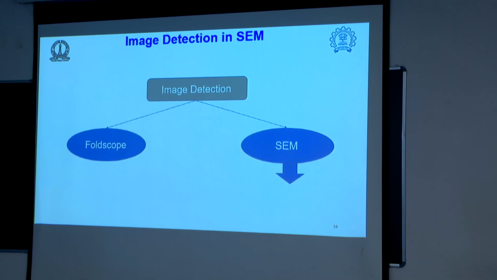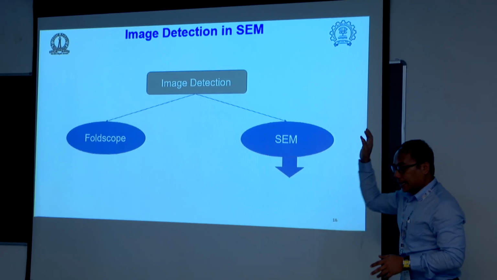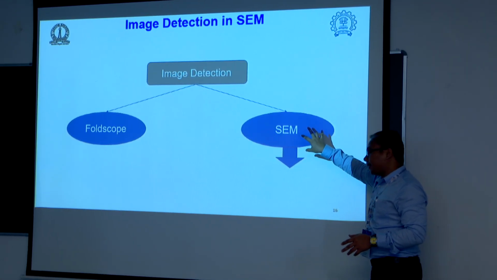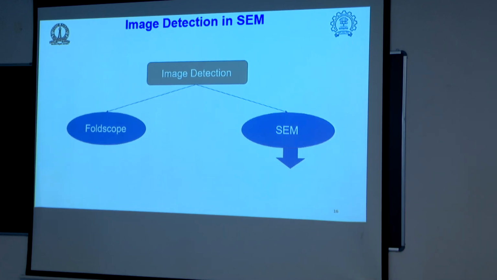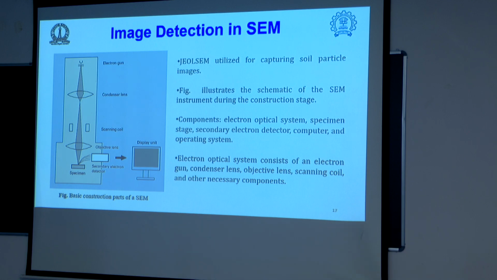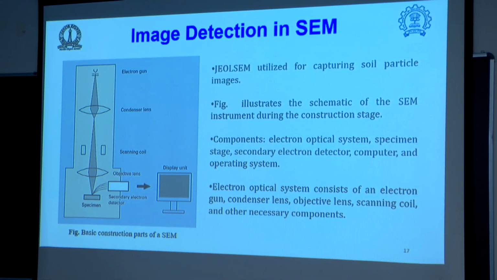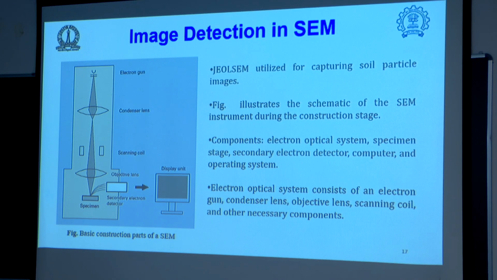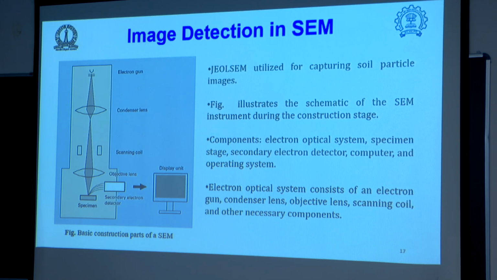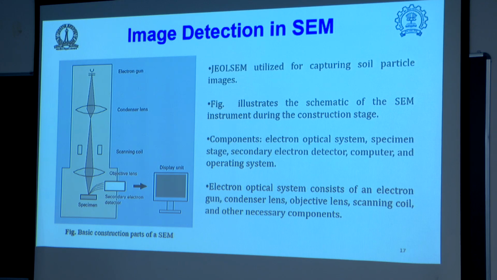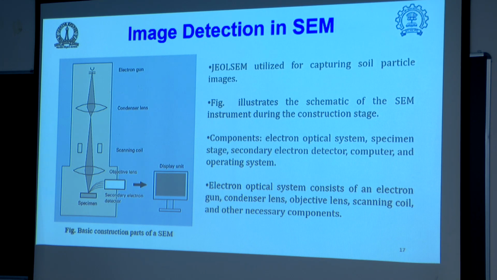Now, after capturing the particle images in Foldscope, the same small particles will be imaged using SEM, and digital image processing will be carried out. So this is about the SEM image, which is scanning. We call it a scanning electron microscope. It consists of an electron optical system to produce a fine electron beam, a specimen stage we can see at the bottom, then a secondary electron detector, a computer and display unit. I'm not going into details of this.